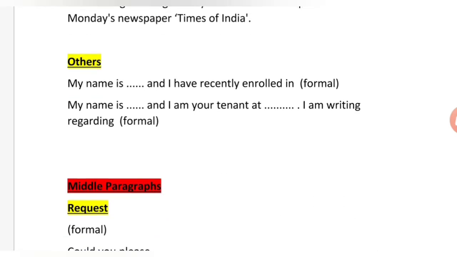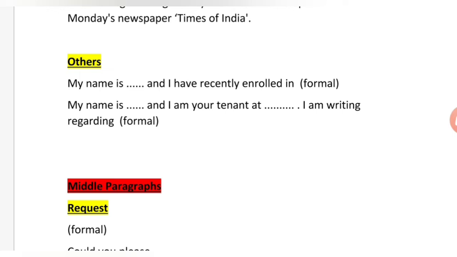There are some other ways, like if you're writing regarding some admission, or you have to state that you have enrolled in a course. Then my name is, and I have recently enrolled in, and you can specify the course. Then if it's from a tenant to the landlord, my name is, and I'm your tenant at, and you can give the address. Then I'm writing regarding, where you could have any problem, or you have to state anything to the landlord. These are the ways you can start a letter.